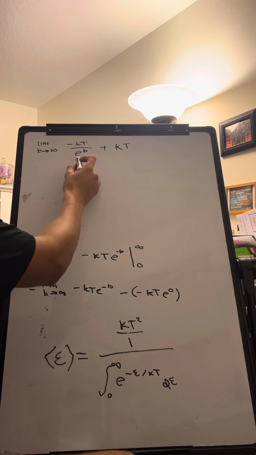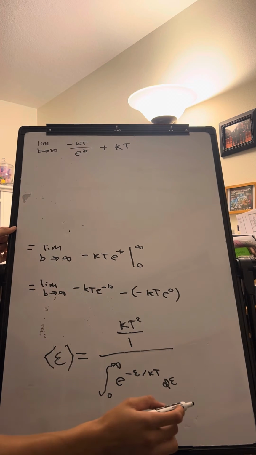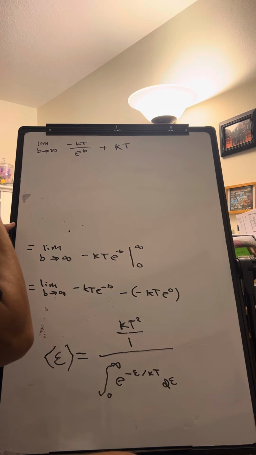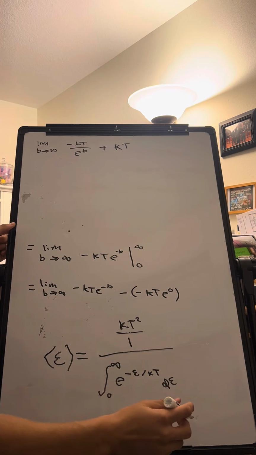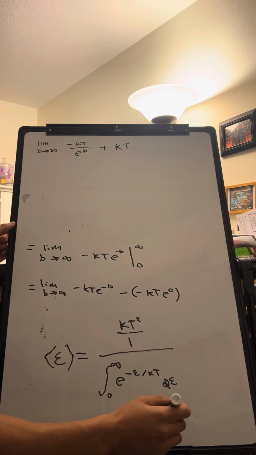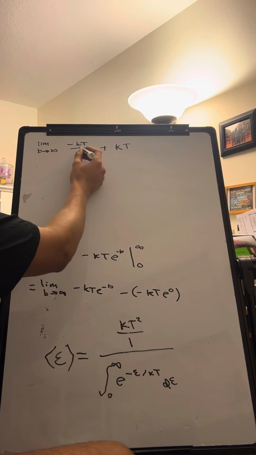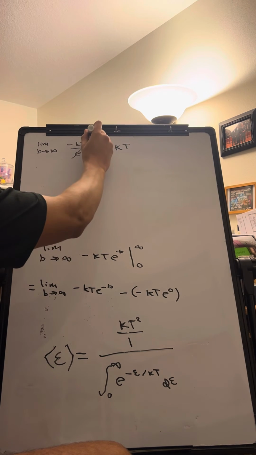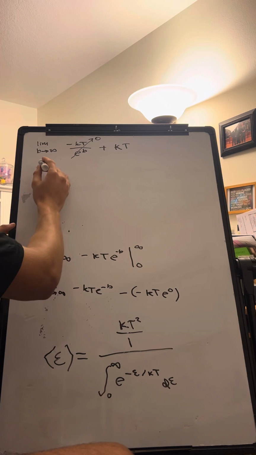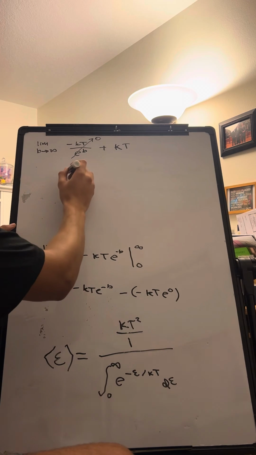Now as e goes to the infinity approaches 1, so wait, that's incorrect. E to the infinity gets infinitely large, so this just goes to 0. So the limit as b approaches infinity is just equal to kT.